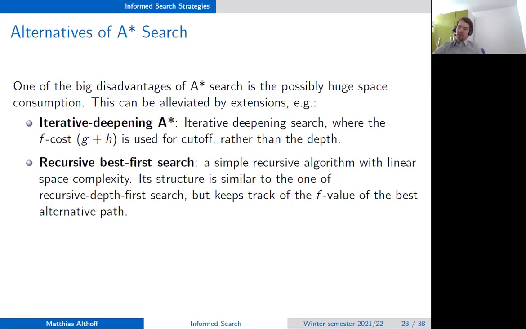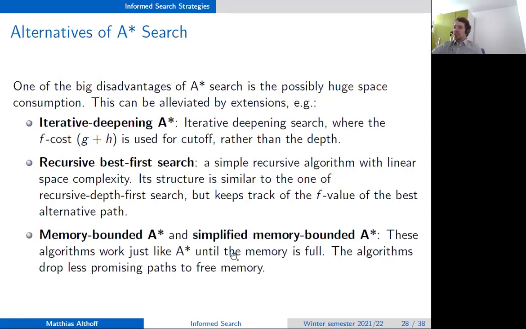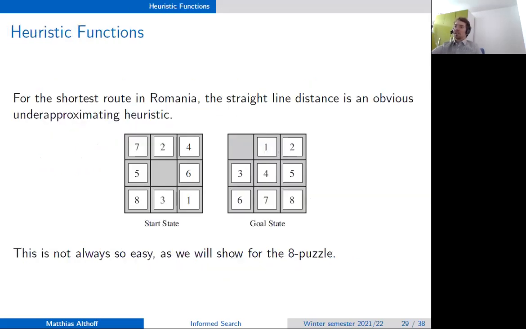Right, so we remove the ones with the highest cost. That's a good idea. It's just like A-star. Until the memory is full, the algorithms drop less promising paths to free memory, and these are the ones with higher F values. Okay, good. So that's it.